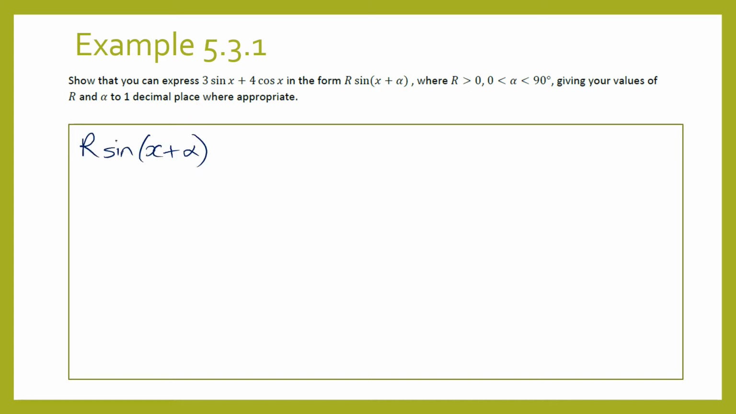Well, the first thing we're going to do is use the addition formulae and expand r sine x plus alpha. Up at the top of the screen, I've written out what you get in the formula book. Sine of a plus b is sine a cos b plus cos a sine b. Let's use that now and expand r sine x plus alpha, which was the form given to us in the question. That's how we want to express 3 sine x plus 4 cos x. So have a go now, expand that using the addition formula.